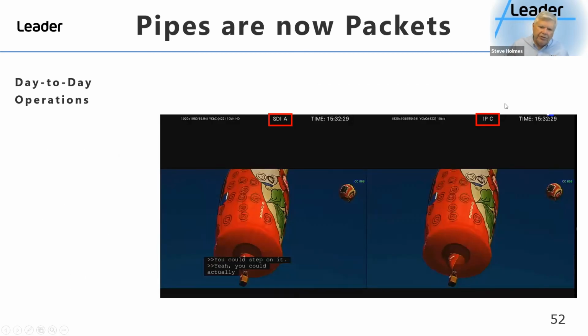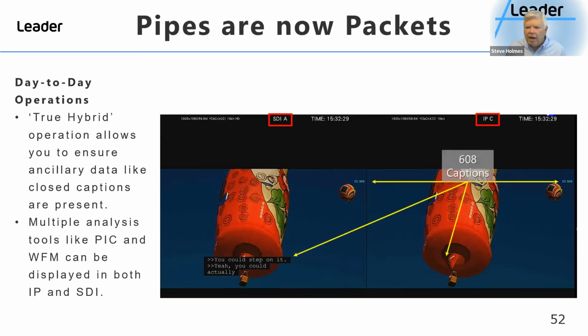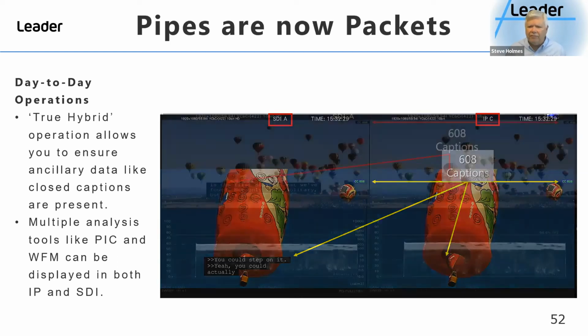And from an operational standpoint, one of the major things here is we can also look at, in a true hybrid operation, be able to see that, okay, coming into my gateway, I've got my captions. Coming out of my gateway, oops, something's happened. My captions have disappeared. I don't need to go digging into a ton of data because as the operator, that's not my job. That's the engineer's job. I just need to be able to tell engineering, hey, we got an issue here. It's missing. And I can see it the same way I've seen it forever.